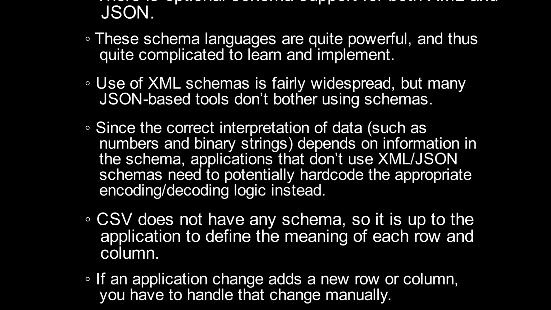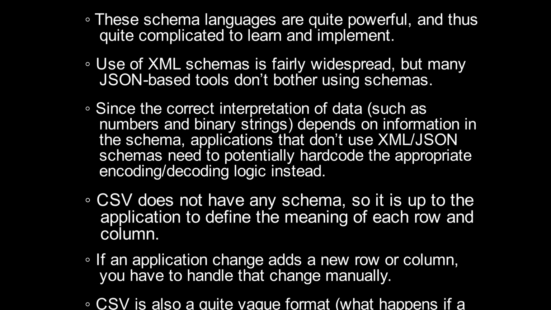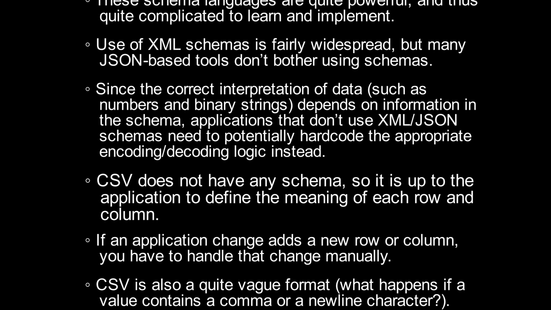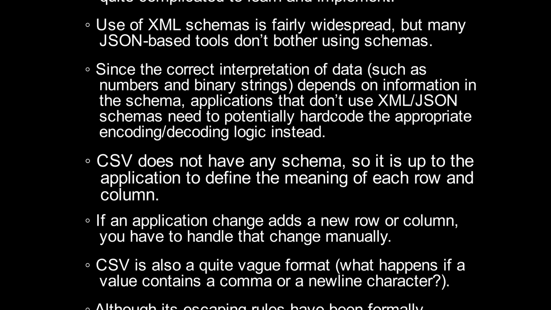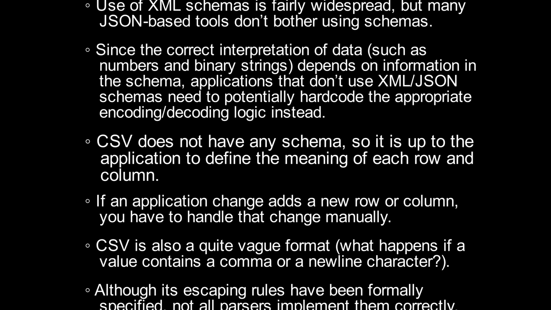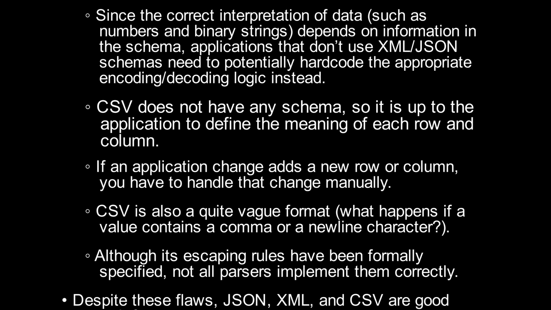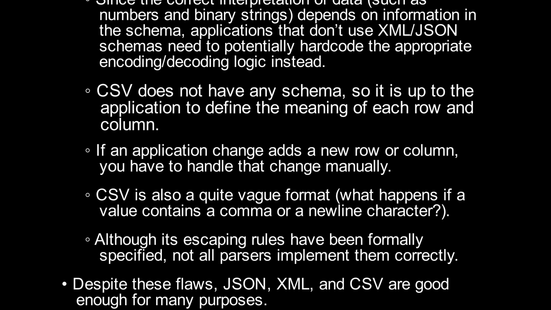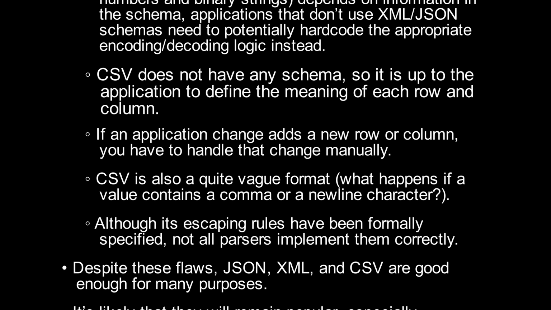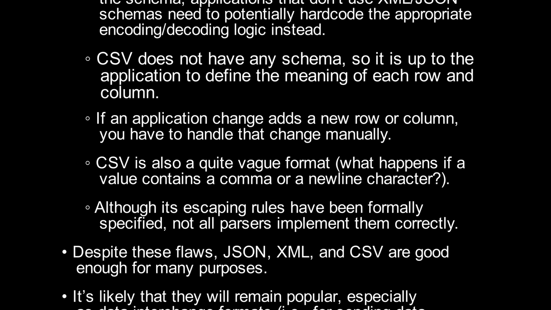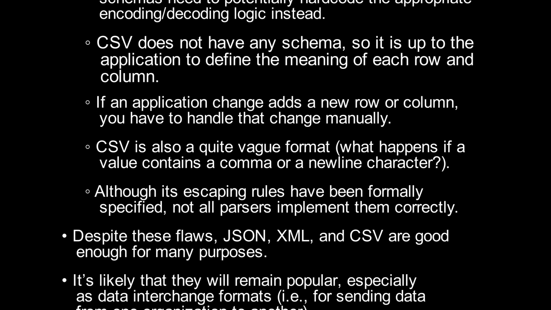CSV does not have any schema, so it is up to the application to define the meaning of each row and column. If an application change adds a new row or column, you have to handle that change manually. CSV is also a quite vague format. What happens if a value contains a comma or a newline character? Although its escaping rules have been formally specified, not all parsers implement them correctly.